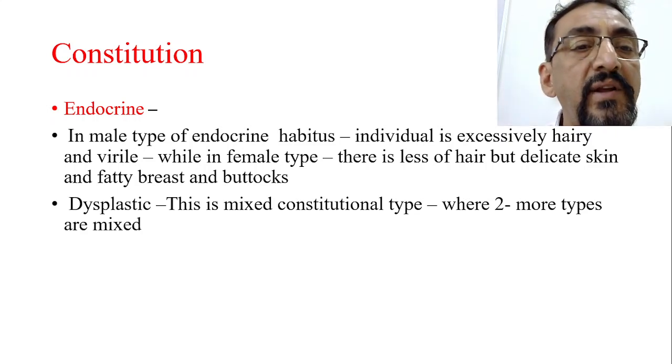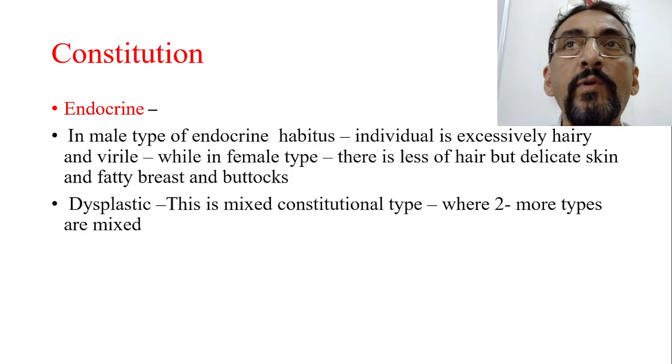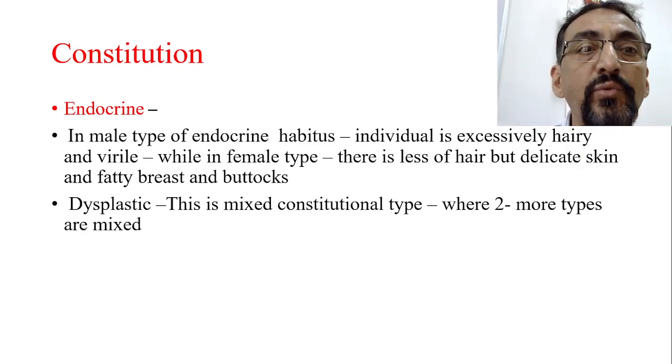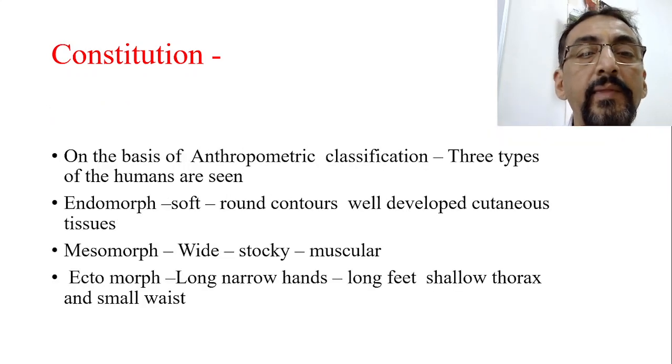Similarly, one more type is called dysplastic. What is dysplastic? This is a mixed constitutional type, where two or more types of body constitutions are mixed together. So that is called the dysplastic type.